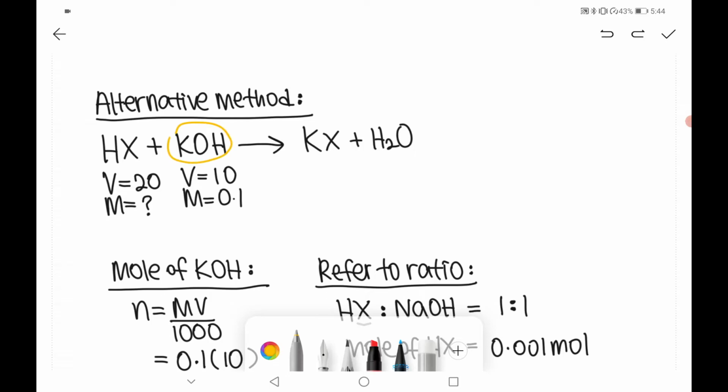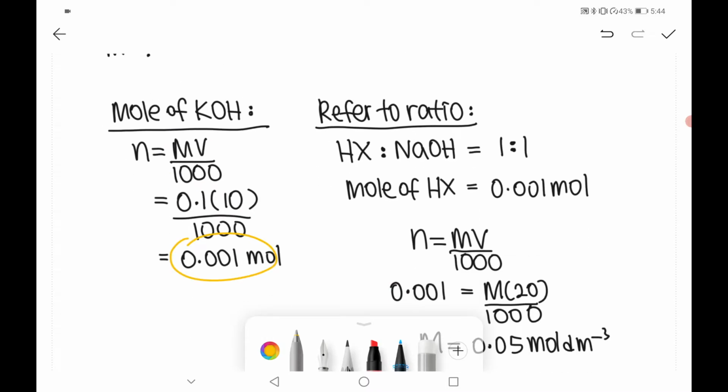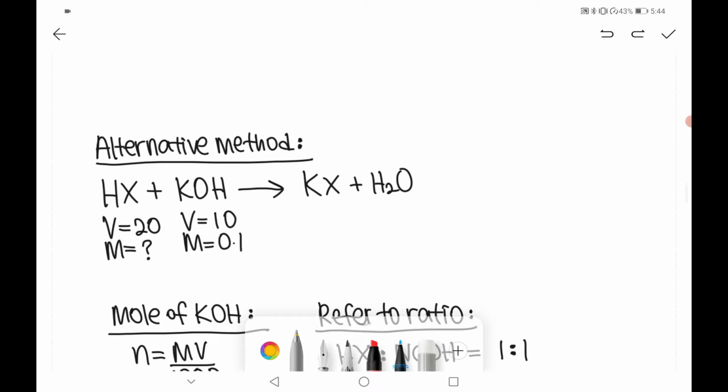For the potassium hydroxide, you are given volume and molarity. We know potassium hydroxide is an alkali, and an alkali is a solution. When you want to find the mole of a solution, we use the formula n equal to MV over 1000. Put the M and the V into the formula, and you will get the final mole to be 0.001. So this is the mole of your alkali, KOH.